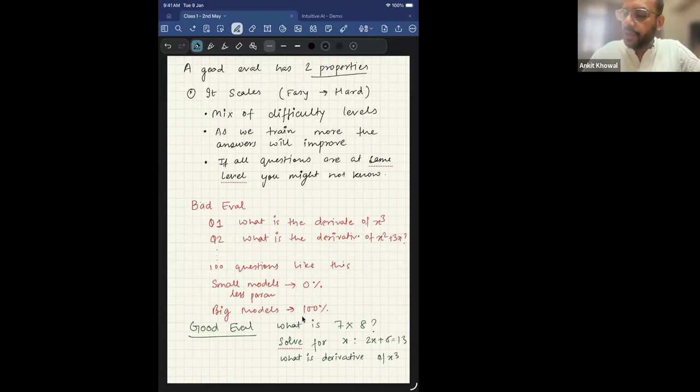First thing is it should scale, right? What it means is it should have a mix of difficulty levels. I'll come to why this point is important. As we train more, the answers will improve. If all questions are at the same level, you might not know, right? So the point is, it should be able to scale. It means the data set that you are creating should have different difficulty levels of questions.